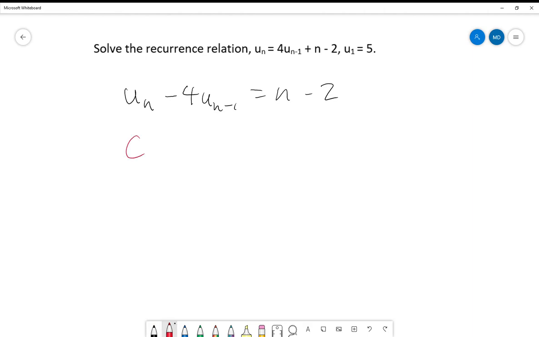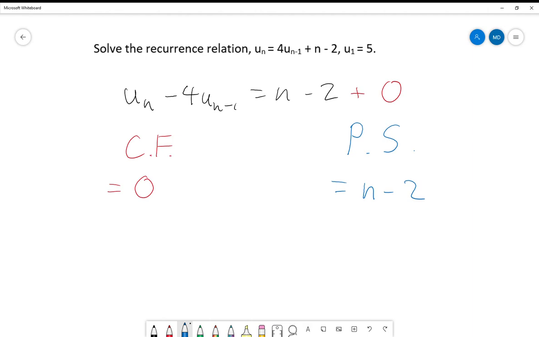The complementary function, which solved our homogeneous part equal to 0, because we can always think of it as add 0, and the particular solution, which solved our homogeneous part equal to the non-homogeneous part, the n minus 2. And solving each of those was done in different ways.